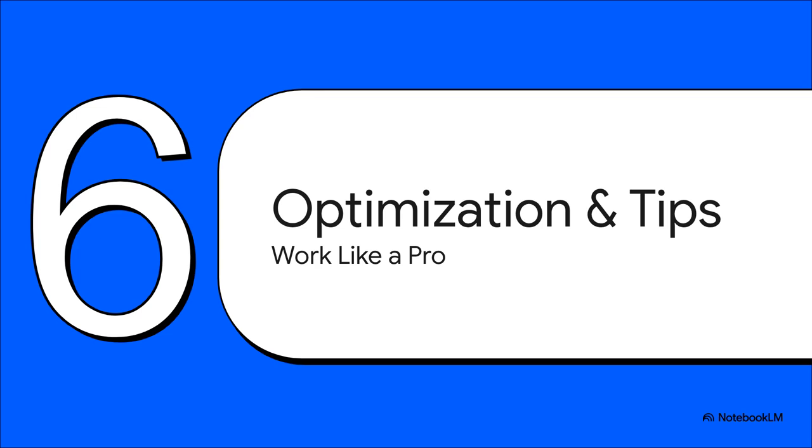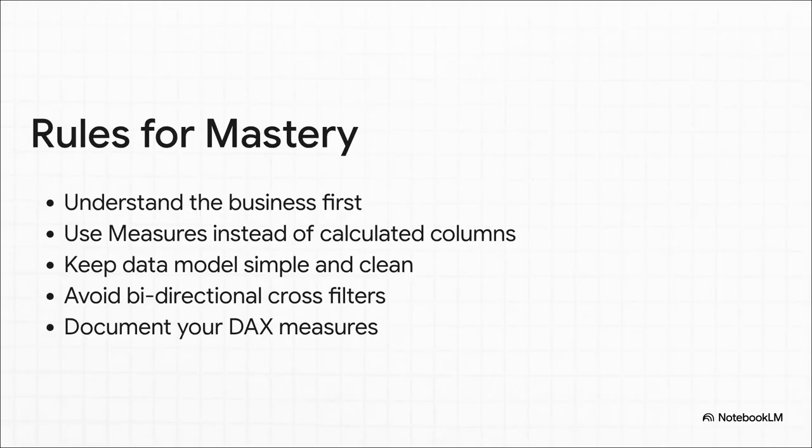Finally, Section 6, Optimization and Pro Tips. Let's finish strong with some rapid-fire optimizations that will really make you work like a total pro. The real gap between a beginner and a master comes down to these fundamental rules. Number 1, always try to use measures instead of calculated columns. It saves file space and keeps things running fast. Keep that star schema as clean and simple as possible. Try to avoid bidirectional cross filters. Just stick to a single direction so you don't get super weird, unexpected filtering behavior.